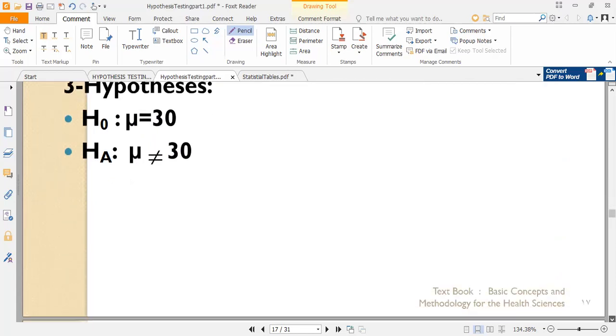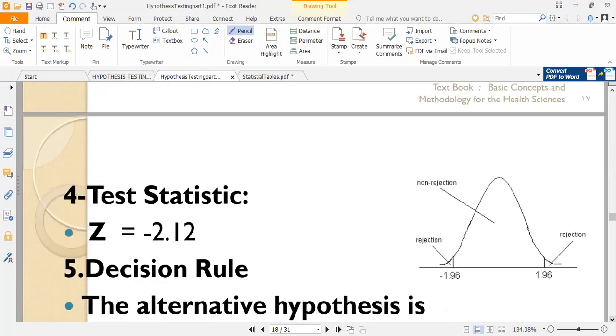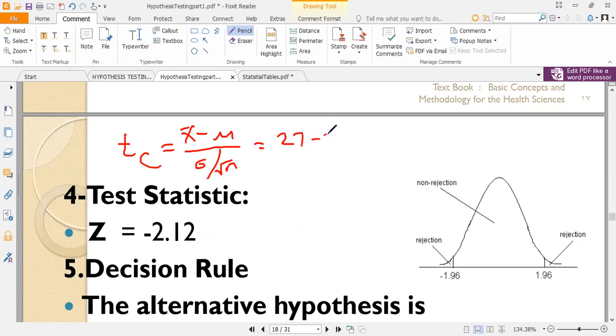Then we calculate our z statistic. So our test statistic is what? 2.12. Calculated from our x bar minus mu over standard deviation over square root of what? N. So this is 27 minus 30 over standard deviation of what?